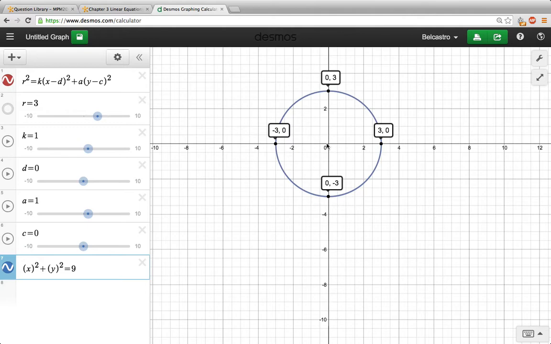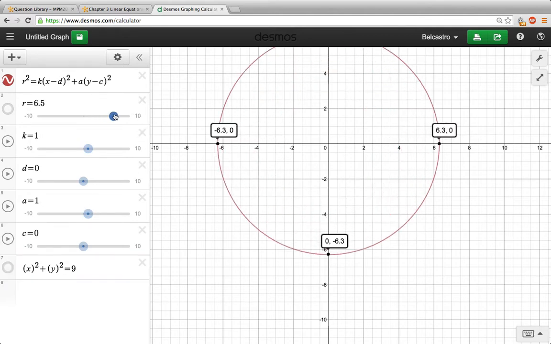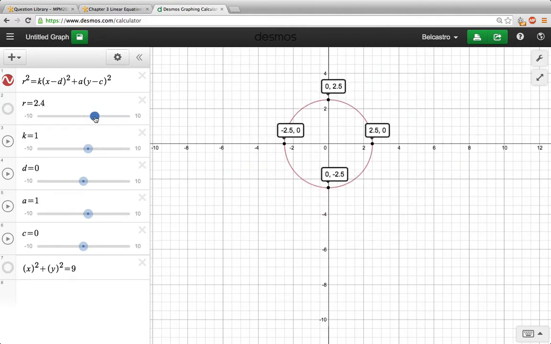So the center of our circle, this D and the C value are the center, is right at 0 and 0, just right at the origin. And the radius from the origin is 3, as you can tell by all the values we've highlighted. I'm going to move that now. Okay, and if I play with the radius, if I make it larger, it obviously becomes a much larger circle, and make it smaller, it becomes smaller.